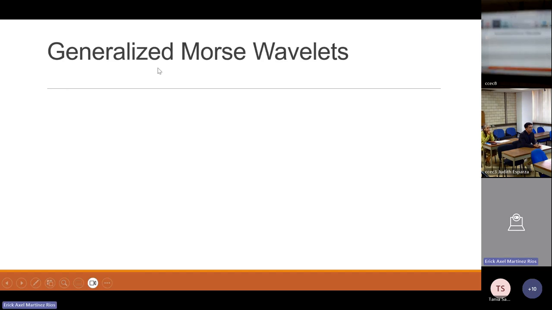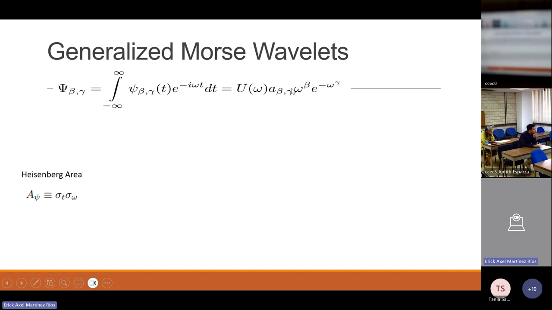So in this work, what we proposed was to use a family of wavelets known as the generalized Morse wavelets. Here I am showing the frequency domain representation of these wavelets. They are characterized by two parameters, a beta parameter and a gamma parameter. And this gamma and beta parameter basically allow us to control the form of the wavelet in the time and frequency domain. The beta parameter allows us to control the form of the wavelet in the time domain, and the gamma parameter the form of the wavelet in the frequency domain. And we can compute the Heisenberg area to determine what is the best value of gamma for these wavelet functions.